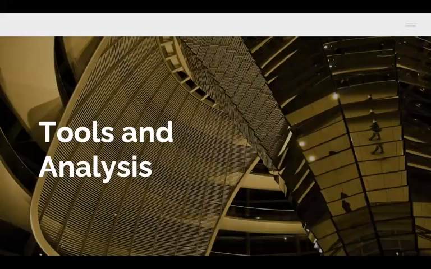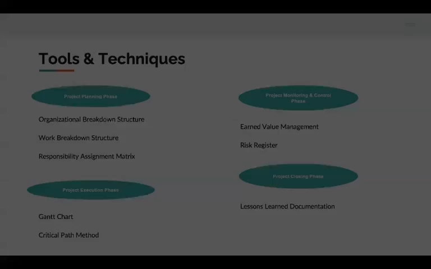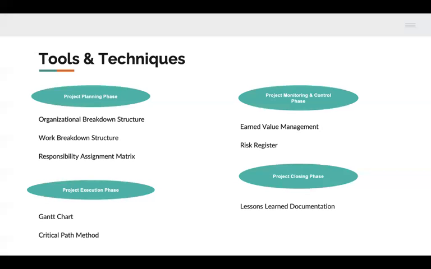Now we move on to the tools and techniques utilized during the project. We utilized 8 tools and techniques to help the project define the workflow and take its shape during different phases of the project as seen here. For the team to lay out its resources and tasks, we utilized the organizational breakdown structure, work breakdown structure, and responsibility assignment matrix during the planning phase of the project. For the execution, we used the Gantt chart and critical path method to schedule tasks and determine our milestones.